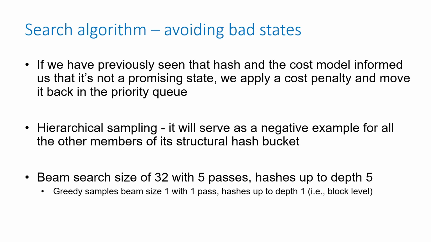To avoid bad states, if they get a hash for a schedule for which they have seen bad performance before, they just apply a cost penalty and move it back to the queue, and they use hierarchical sampling for this. The hash for that badly performing schedule is used as a negative example for future trials. And for the beam search, they use a size of 32 with 5 passes and hashes up to a depth of 5. That's the loop depth, I understand. And for the greedy case, the beam size is 1, with a pass of 1 and hash depth up to 1, to the block level only.